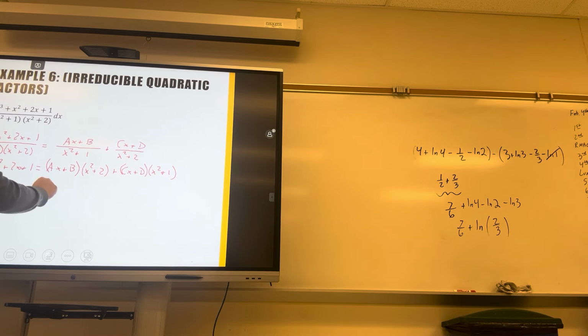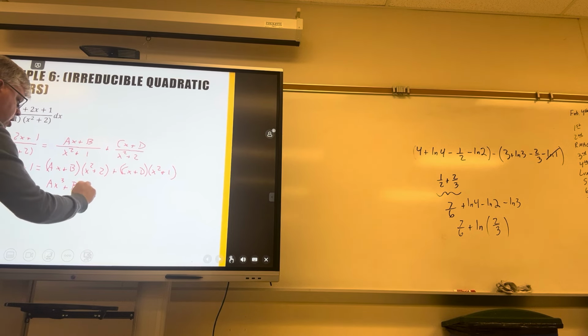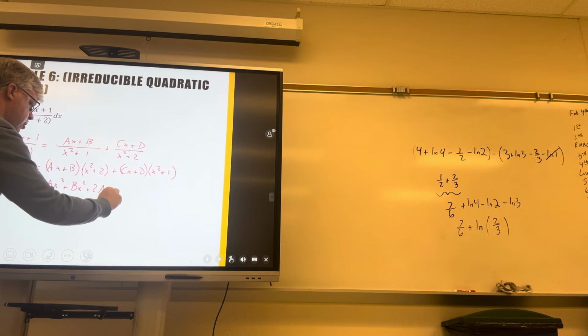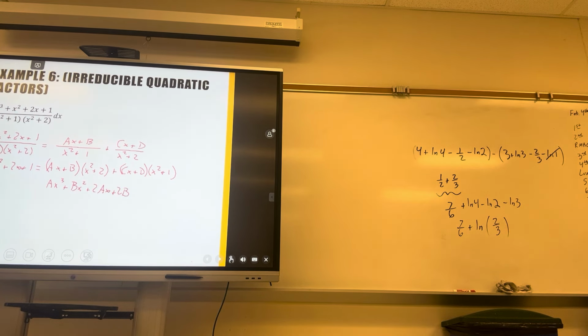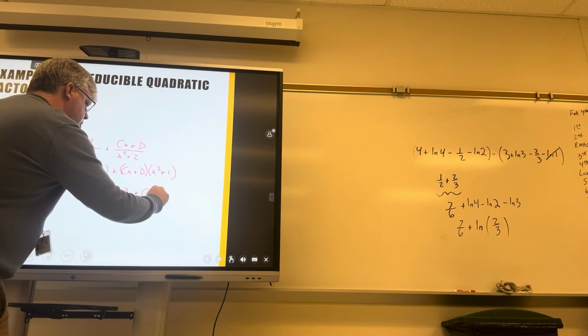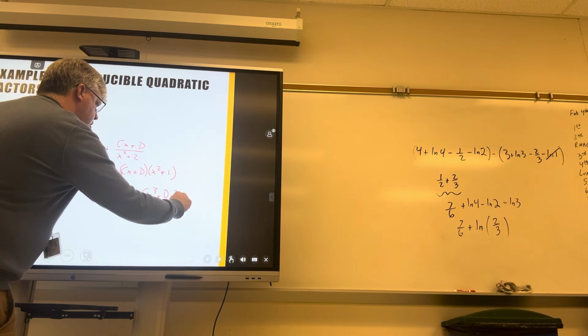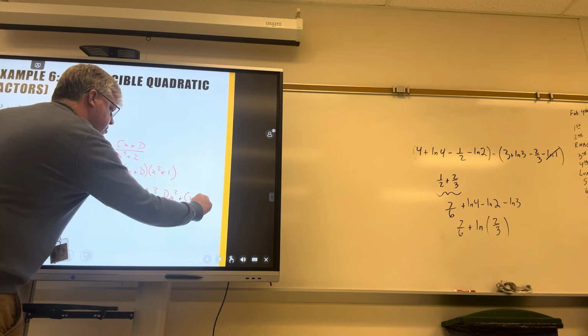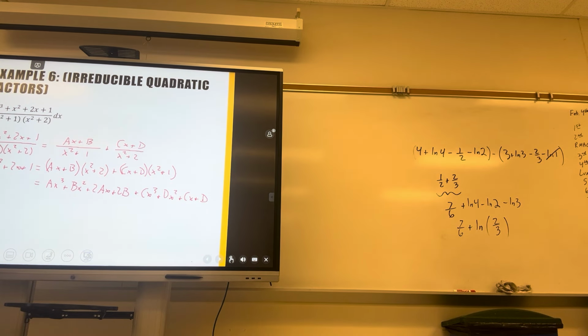So if I FOIL this out, I'm going to get ax cubed plus bx squared plus 2ax plus 2b, right? And the other one is going to be cx cubed plus dx squared plus just cx plus d, right? So if I match that up to x cubed plus x squared plus 2x plus 1, do you see we can go power by power of x? There are x cubed terms, x squared terms, x terms, and constant terms, and we can just equate the coefficients for each power of x.